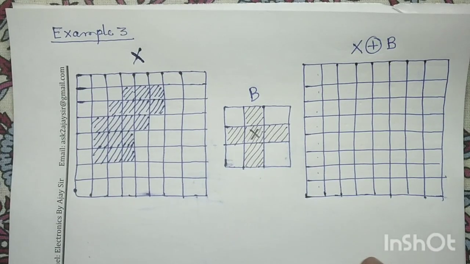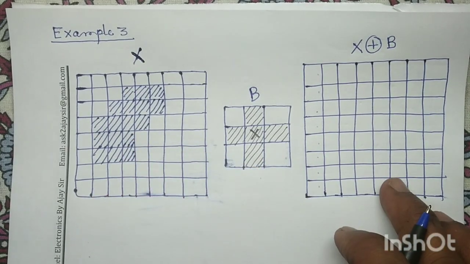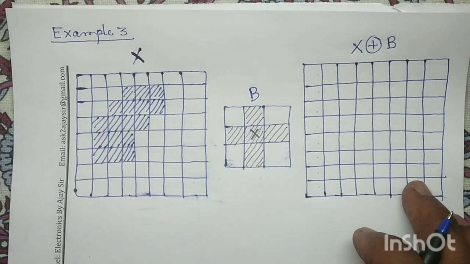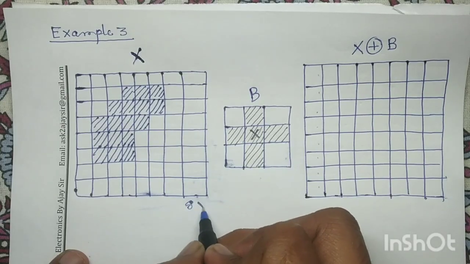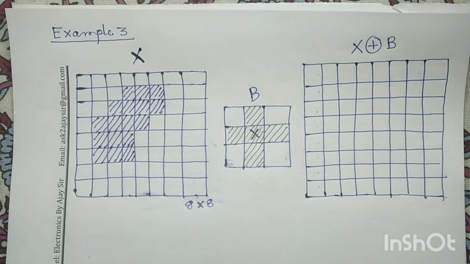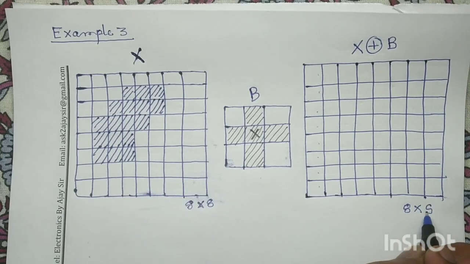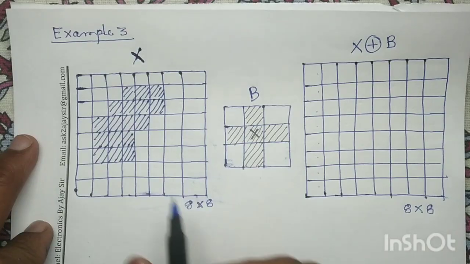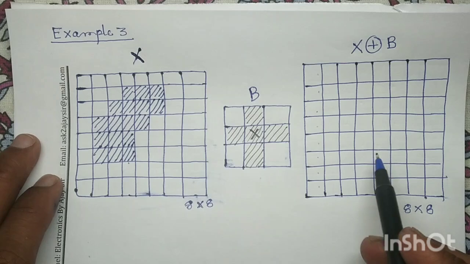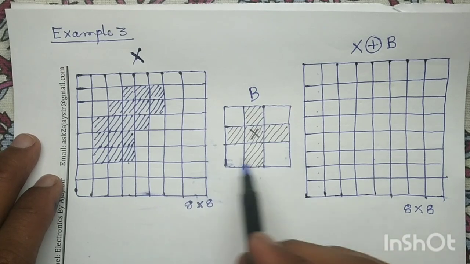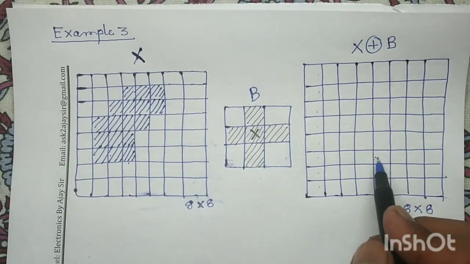As discussed earlier, first we will mark all the object pixels present in the input image X in this output image X dilation with B. One more thing, the input image has the size 8 cross 8, so in order to draw the result of X dilation with B, here I also plot an output image of size 8 cross 8. Now in the input image, these shaded portions are my object pixels. So first I will mark all the object pixels present in the input image X in this output image X dilation with B.